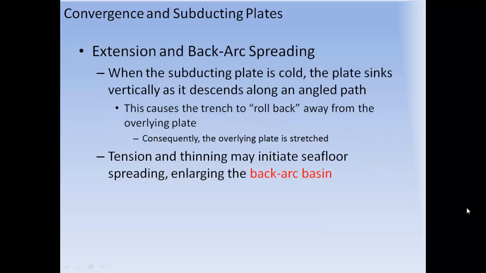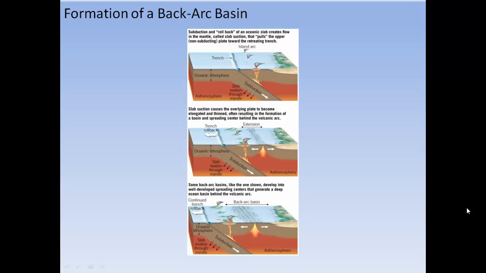Extension and back arc spreading. When the subducting plate is cold, the plate sinks vertically as it descends along an angled path. This causes the trench to roll back away from the overlying plate. Consequently, the overlying plate is stretched. Tension and thinning may initiate seafloor spreading, enlarging the back arc basin.